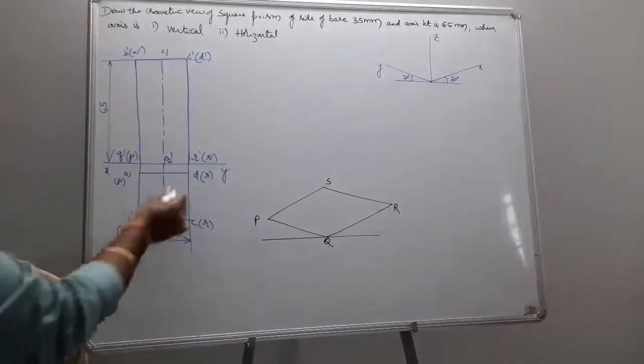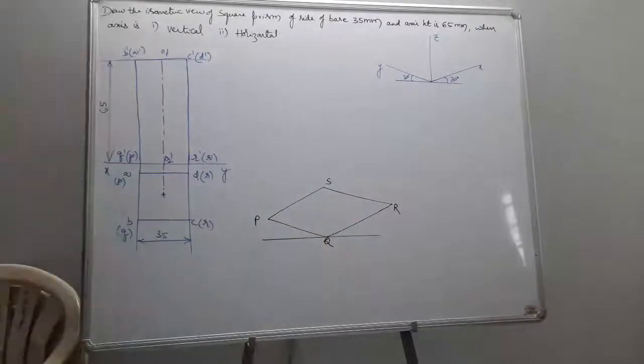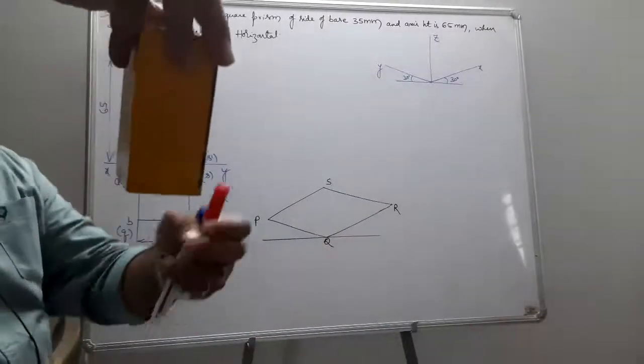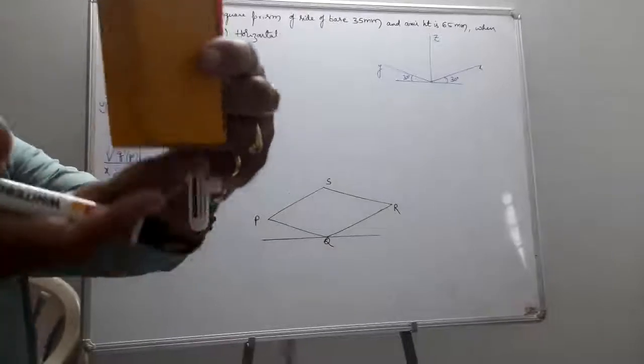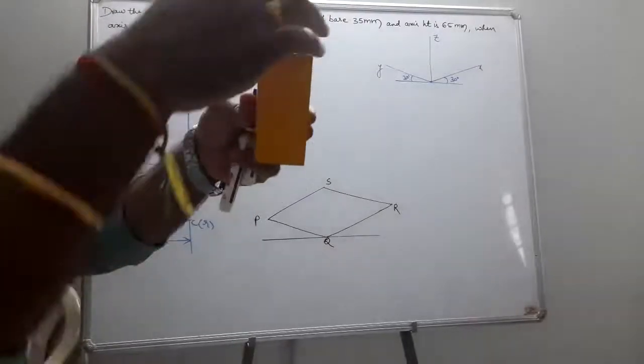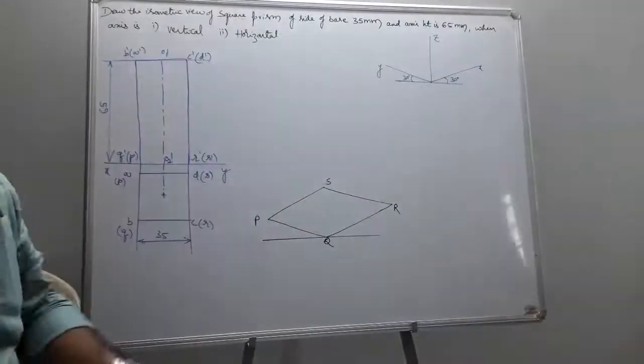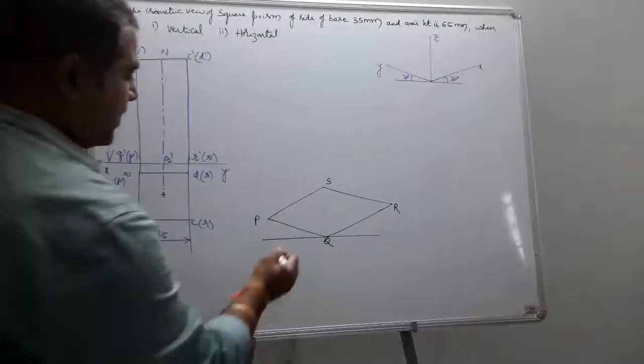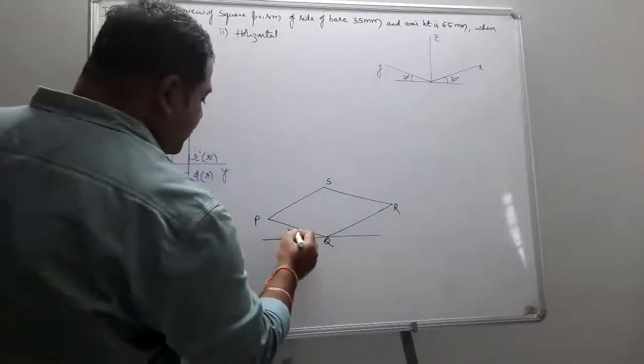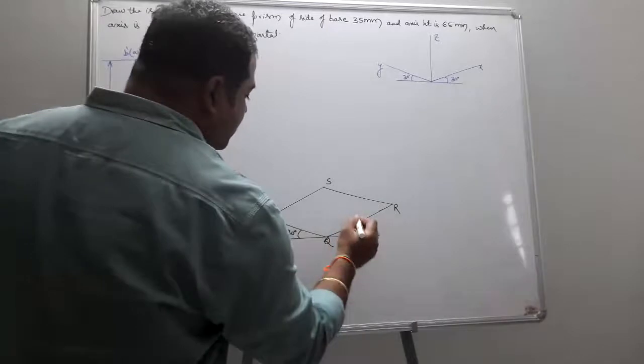Now, this was your bottom base of the solid, PQRS. This is ABCD, right? So when you construct for isometric axis, this PQRS is going to be obtained like this. This is 30 degrees. This is 30 degrees.